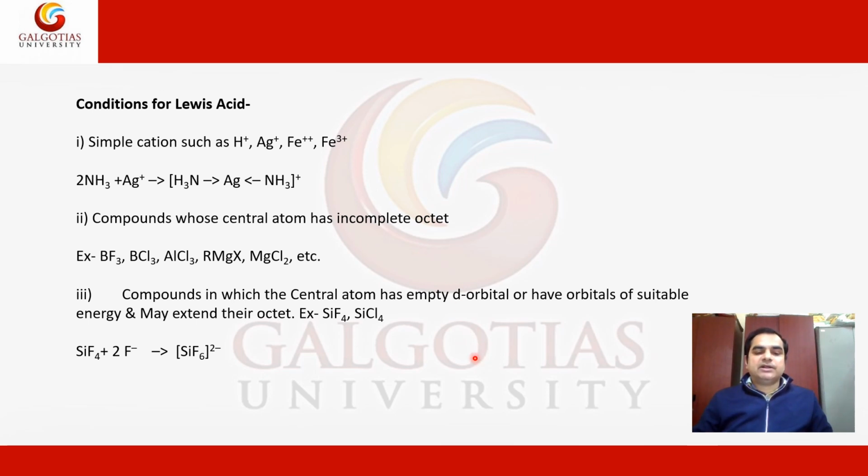The third condition is compounds in which the central atom has empty d orbitals, or orbitals of suitable energy, that can extend their octet. Like we have examples SiF4, SiCl4. So these are the species in which the central atom, that is silicon, has empty d orbitals, so they can extend their octet for making a bond. So they can also behave as a Lewis acid, as we can see in this equation.